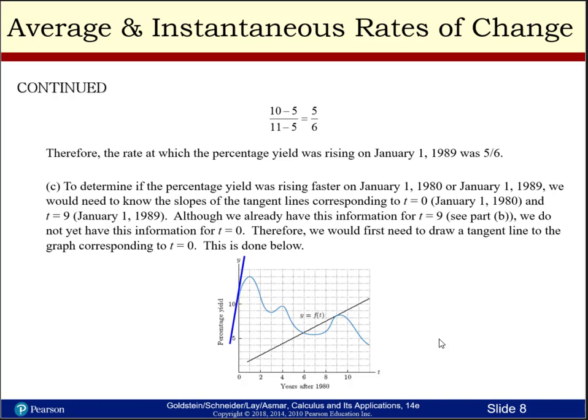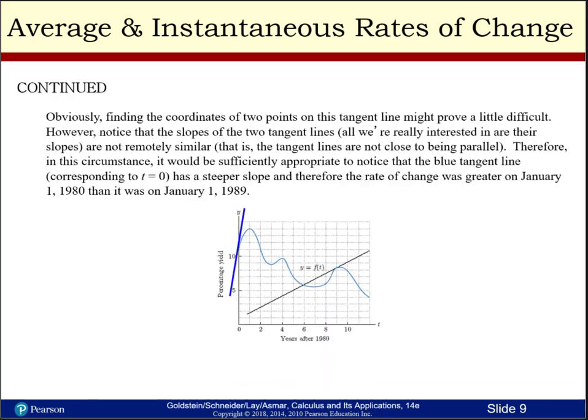To determine whether the percentage yield was rising faster on January 1st, 1980 or January 1st, 1989, we need to know the slopes of the tangent lines. Still, this is an estimate, because we're just drawing these at t equals 0 and t equals 9. Although we already have the information for t equals 9, we don't have it for t equals 0. We need to draw that tangent line to the graph at t equals 0. We did this, and notice below that it is much steeper. So basically, we can say that January 1st, 1980 was way steeper, so it was changing a lot faster there.